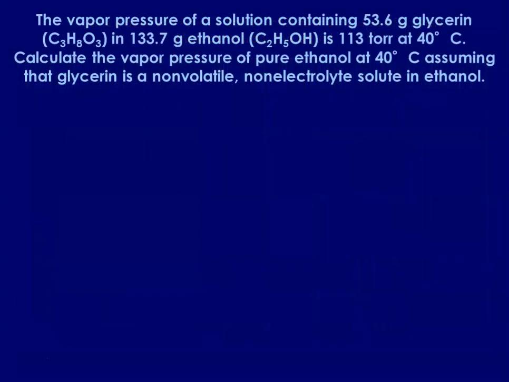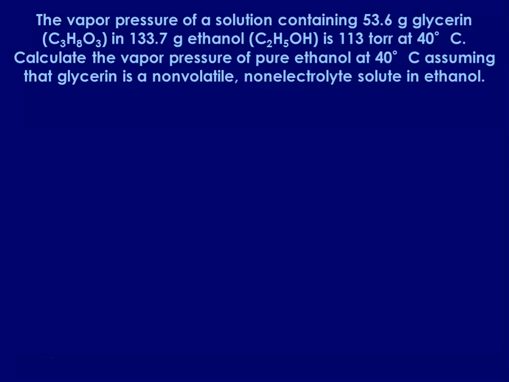So here we have a solution of ethanol. There's 53.6 grams of glycerin and 133.7 grams of ethanol. It's at 113 torr at 40 degrees Celsius. We want to know what the vapor pressure is of pure ethanol at 40 degrees Celsius, given that glycerin does not exert any pressure on this solution. It is a non-volatile, it's a non-electrolyte, so it doesn't separate into ions in the presence of ethanol.